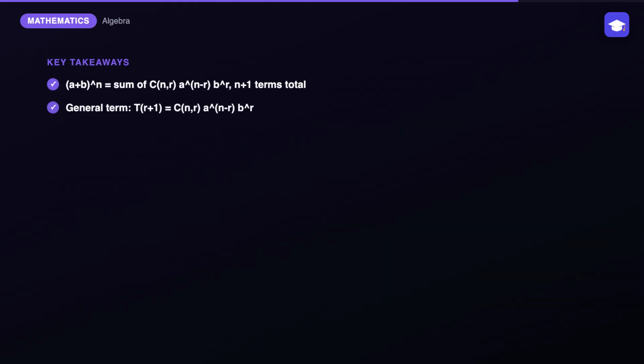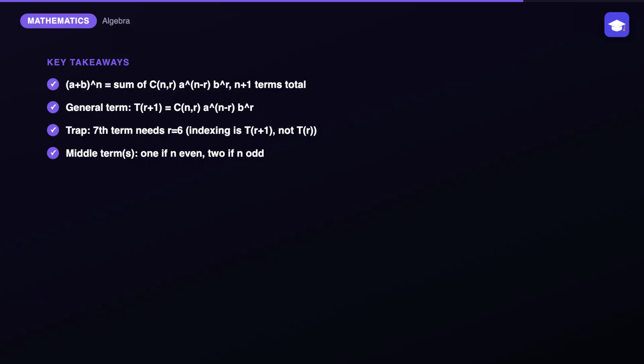Let's recap. The binomial theorem expands (a + b)^n as a sum of n plus 1 terms, using binomial coefficients from Pascal's triangle. The general term formula, T(r+1) equals n choose r a to the power n minus r, b to the power r, lets you find any specific term directly, and correctly remembering that T(r+1), not T(r), corresponds to the (r plus 1)th term, avoids the single most common indexing error in this entire topic.